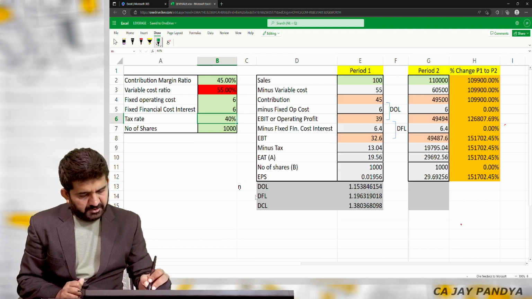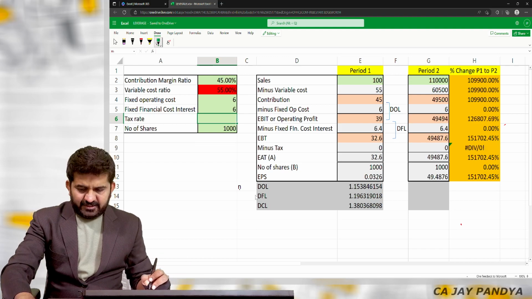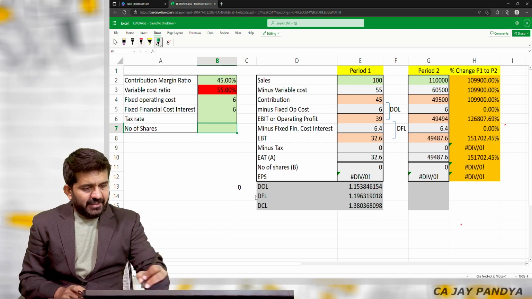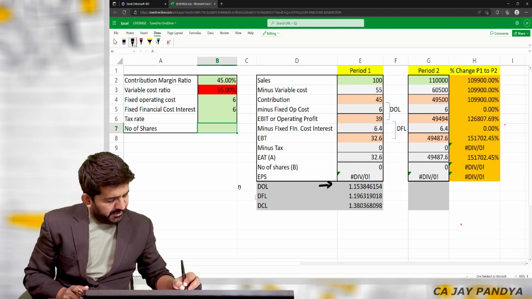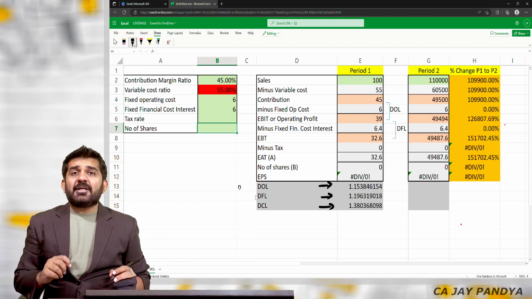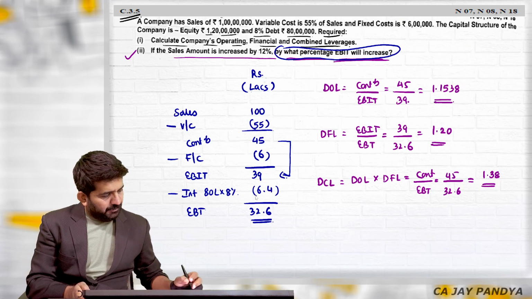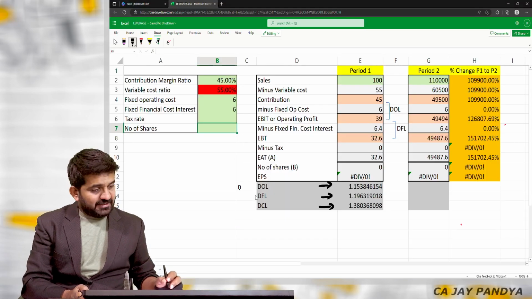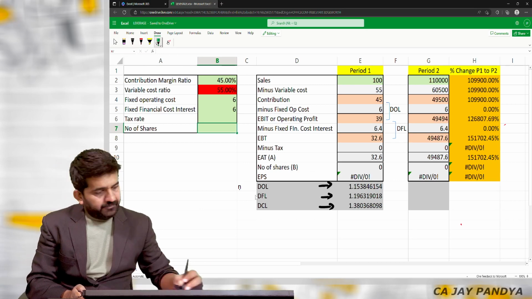Okay, it is coming 6.4. Tax rate and number of shares are not important in this case. You can see degree of operating leverage, degree of financial leverage, and degree of combined leverage. Let me increase the sales by 12%. If I increase the sales by 12%, let us understand what is happening.